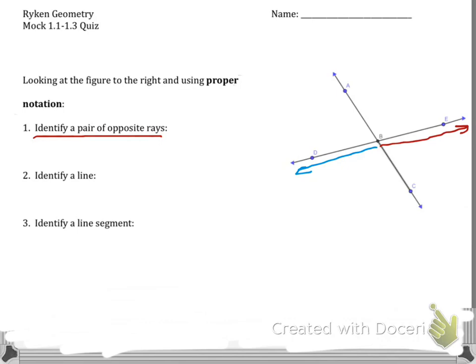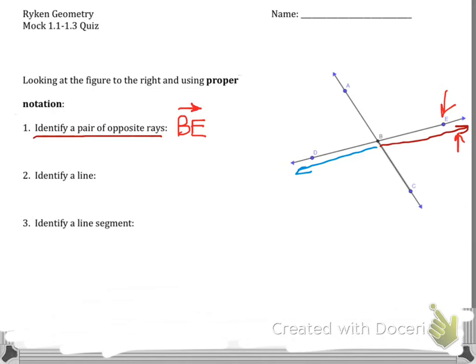I'm going to say that ray, and we'll do this in red, ray BE. Now, proper notation: looking at the arrowhead and noticing that it's close to the E, I have to write my notation like that. So that says ray BE. It starts at B and it goes through E and goes forever and ever.